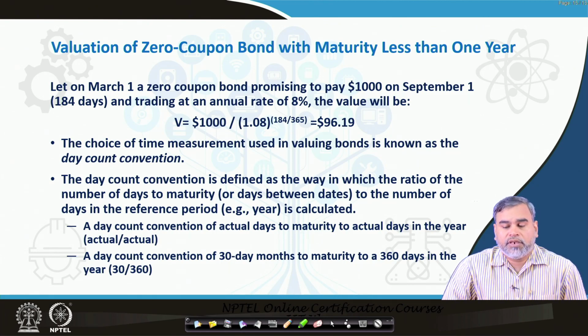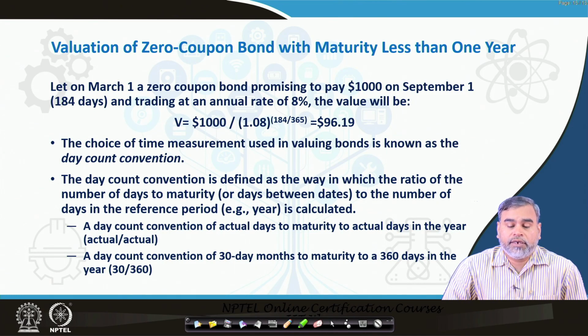So, if there is a zero coupon bond which was purchased on March 1 and it has promised to pay $1000 on September 1, and it is trading in the market at an annual rate, at that particular time the market interest rate was 8%. Then what is the value?